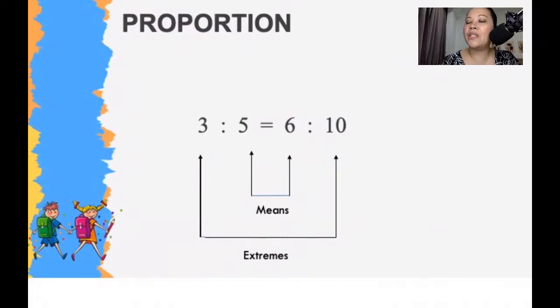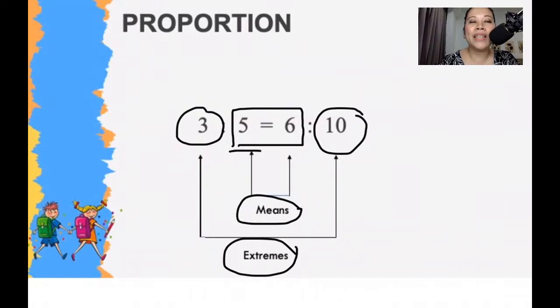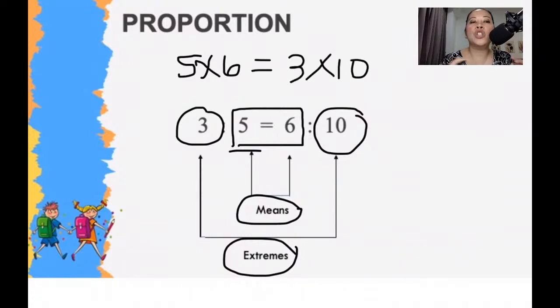So if it is in this form where you have the column form, the one in the middle is your means. The one on the outer part is your extremes. So the one again in the middle or inner one is your means and the outer one is extreme. So multiply the means and multiply the extremes. So for this case, you multiply 5 and 6. Yes, 5 and 6 equals 3 times 10. Okay, so multiply the means and then multiply the extremes.